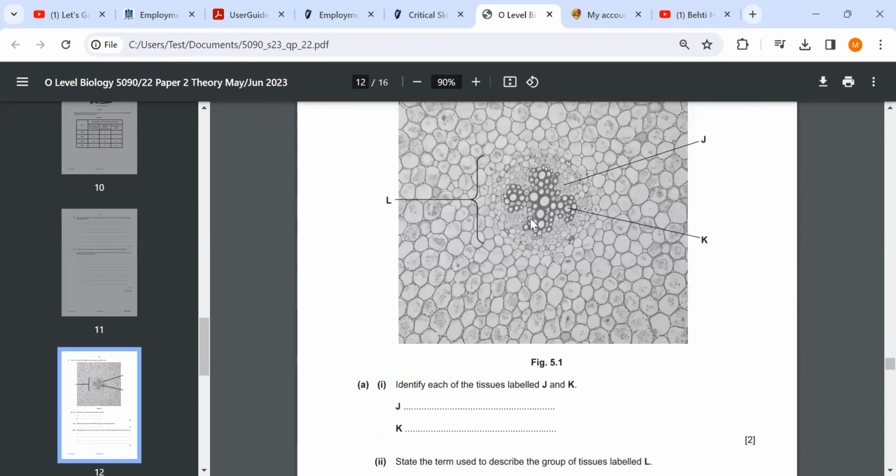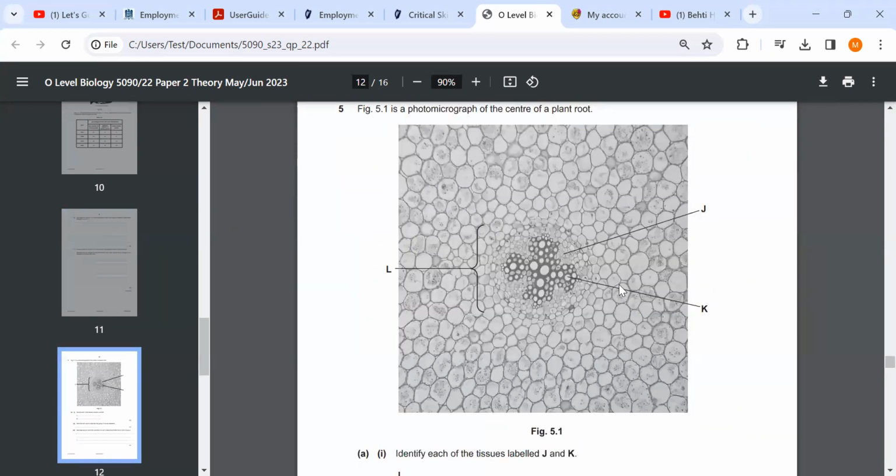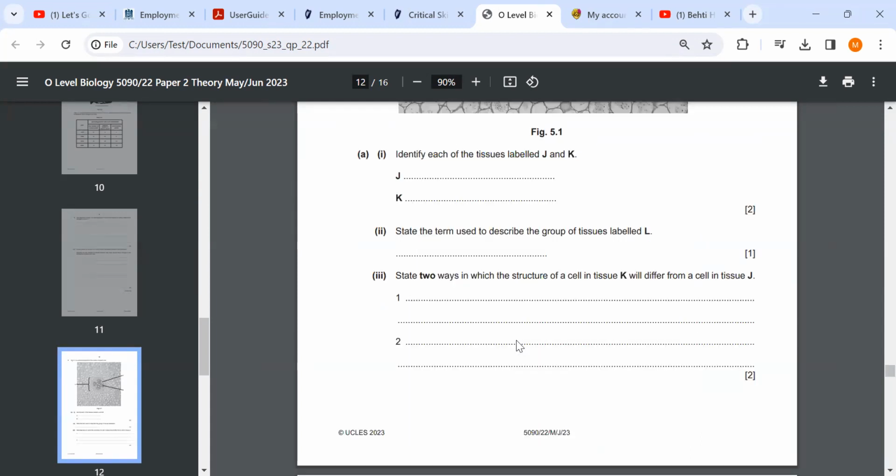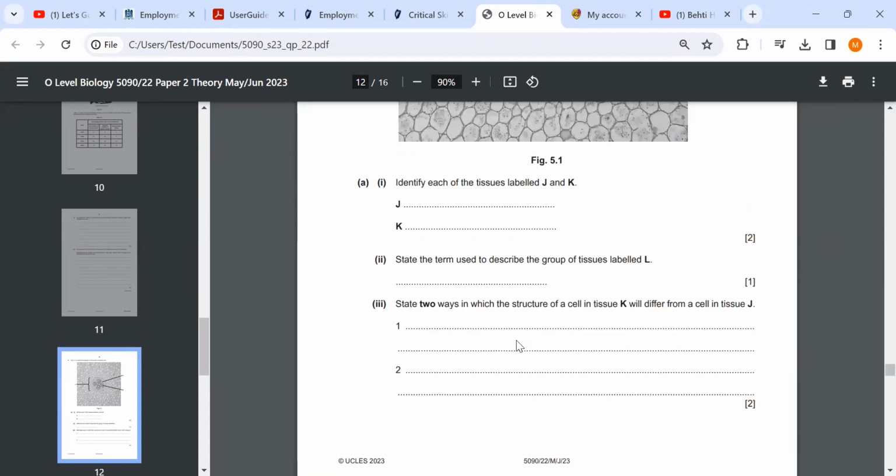This part we just have to tell which is which. So K is the xylem, which is present inside the shape, and J is the phloem. Now we will have to tell what is L. L is basically the combination of this xylem and phloem. It is the cell root.